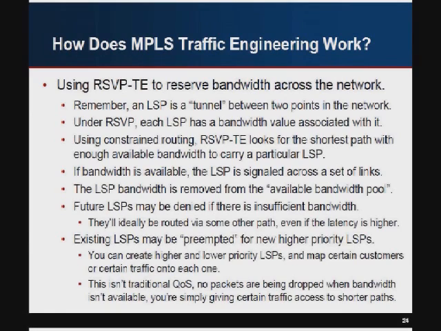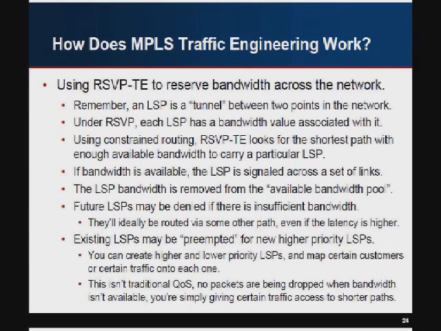So how does traffic engineering actually work? Well, remember that an LSP is a tunnel. It's a unidirectional tunnel between 2 points in the network. And under RSVP, each LSP is assigned a bandwidth value. So you use constrained routing, and you say, find me the shortest path that has enough bandwidth to fit the bandwidth that's being signaled for this particular LSP. And if there's bandwidth available, the LSP gets signaled, and that bandwidth is removed from the available bandwidth pool.